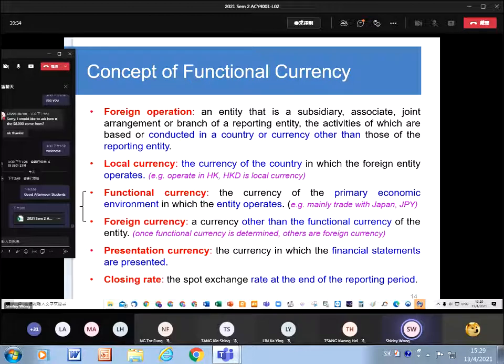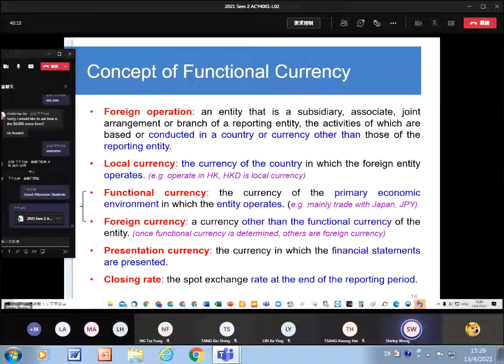Okay, so you are the reporting entity, and you have subsidiaries, you may have an associate, you may have a joint arrangement, or you may have a branch. And the operation of these subsidiaries, associate, joint arrangement, or branch is conducted in a country other than the holding company, or their currency is other than that of the reporting entity. Then we will call the subsidiaries, associate, joint arrangement or branch a foreign operation. Foreign operation 嘅意思就係你同母公司嗰個經營業務嘅國家同埋所用嘅 currency 係唔同嘅，咁呢個就你自己嘅身份就稱之為一個 foreign operation.